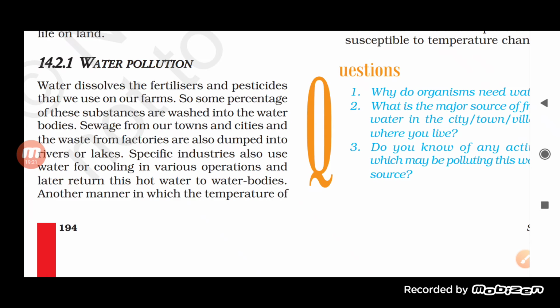So some percentage of these substances are washed into the water body. Sewage from our towns and cities and waste from factories are also dumped into the river or the lakes. Here it does not explain the water pollutants. There are a lot of different water pollutants. But here it is explaining what is the cause of water pollution. How does water pollution occur, what is the exact cause of water pollution.